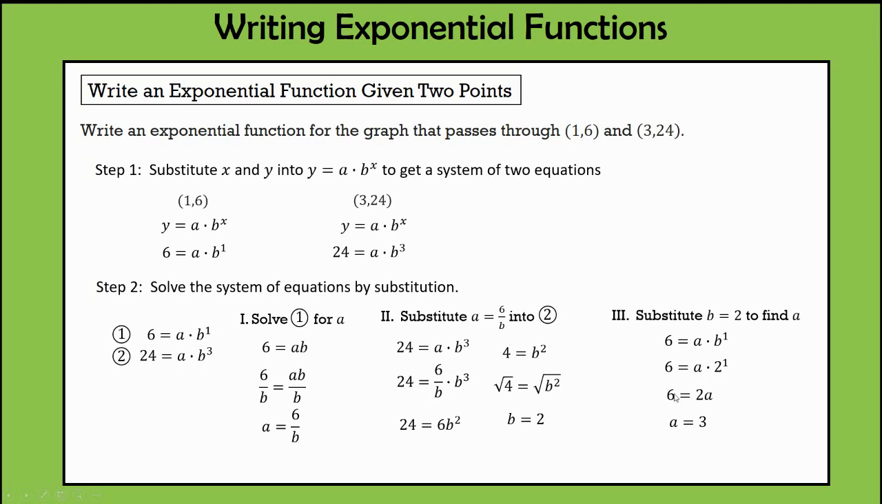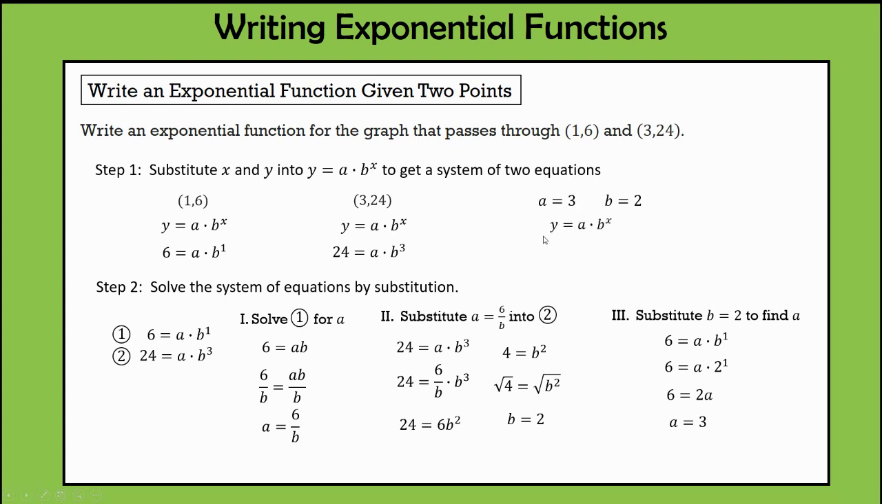So this process we've done before. I now know a is 3, b is 2. Remember, the objective was to write an exponential function that would go through these points. So I'm going to take my information. I now know a is 3 and b is 2.